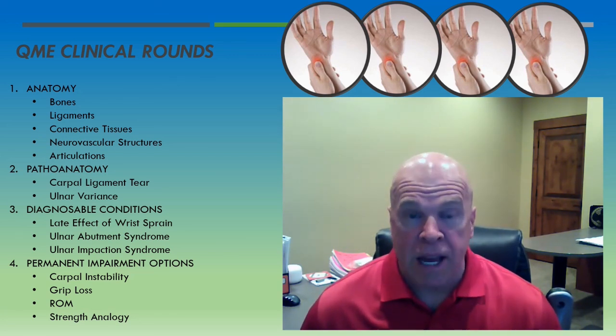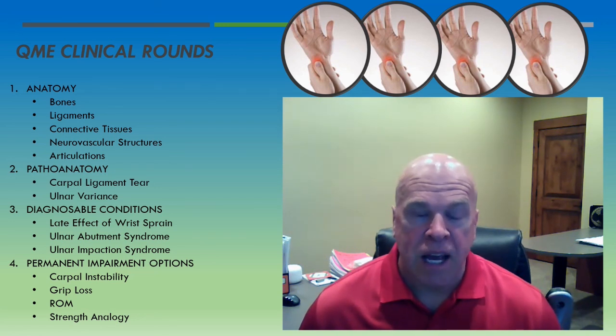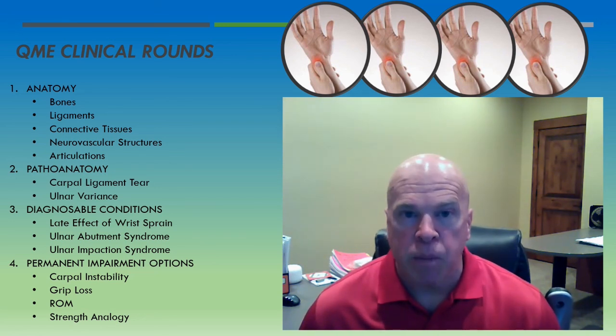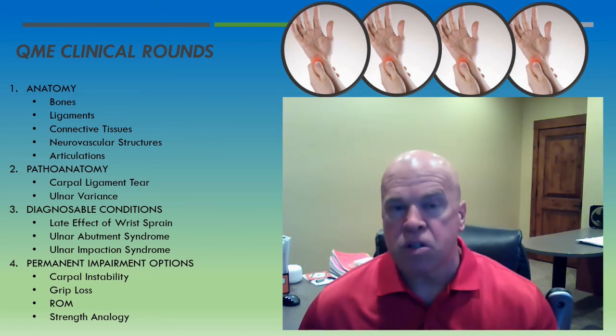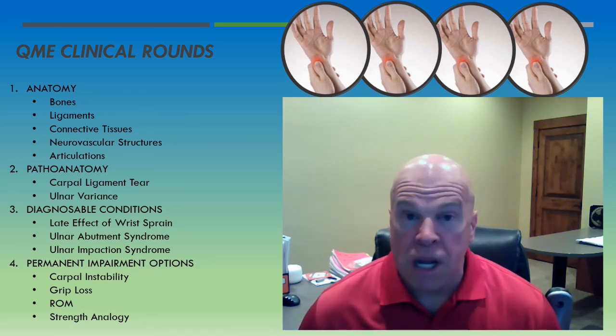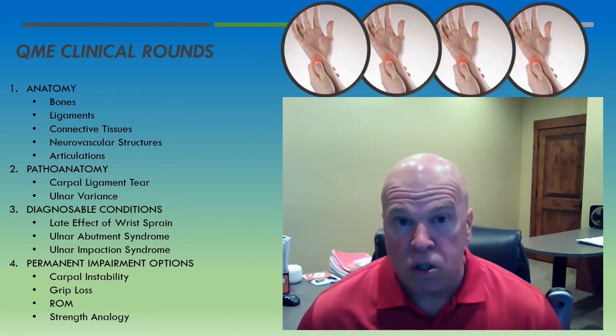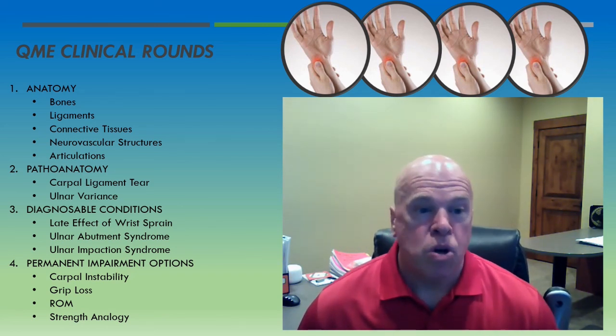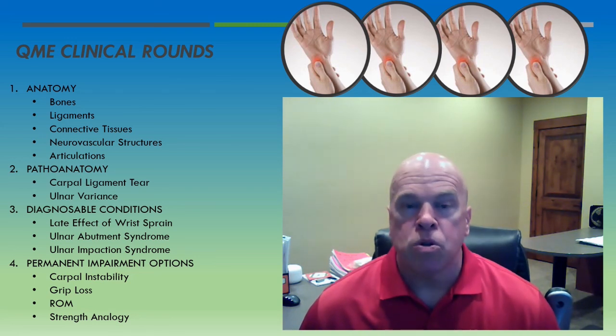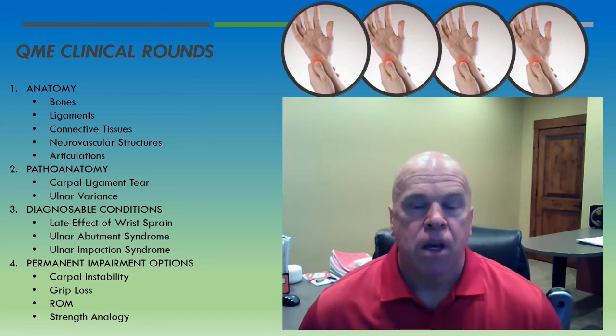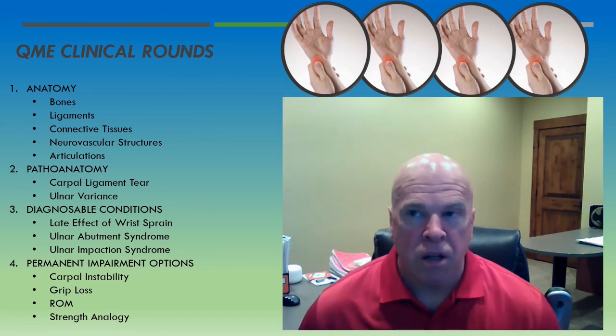We've all studied the hand, we've all dissected the hand, but we're going to go through a brief anatomy review, at least to the extent that it helps us understand the impairment ratings that are described in the AMA guides for examinees who suffer loss of function of the wrist. So we'll talk about the anatomy, and then we'll talk about the pathoanatomy.